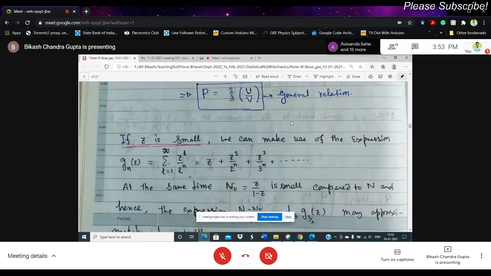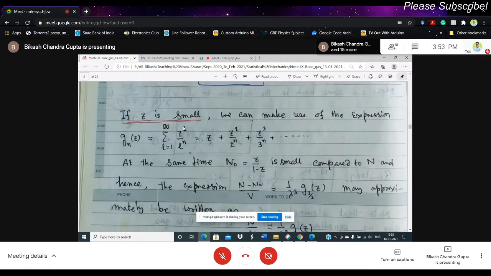Okay, this is reproduced. Now, if z is small, we can make use of the expansion, right? If z is small, then we can use this expansion, then it will converge. Okay, that is what I said, that you must care about the convergence of the series. So g n of z is this, and at the same time the n0 expression, that is z by 1 minus z, because n0 by V, you get 1 by V times z by 1 minus z, right?